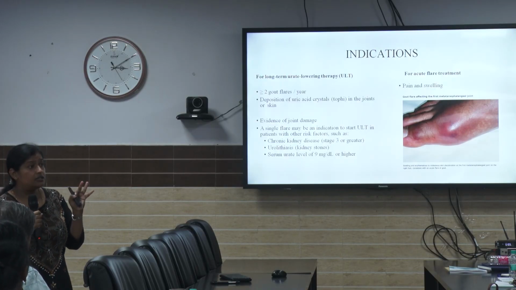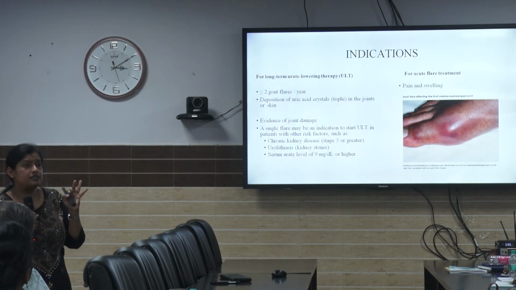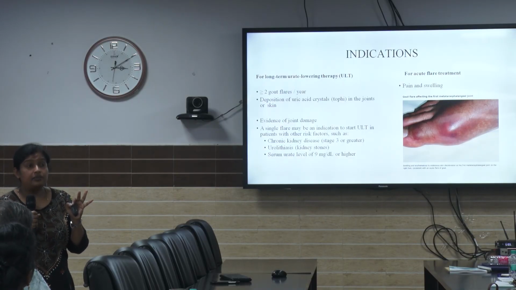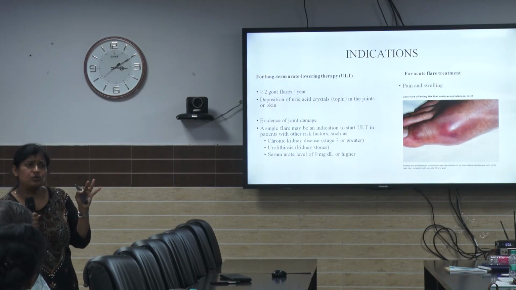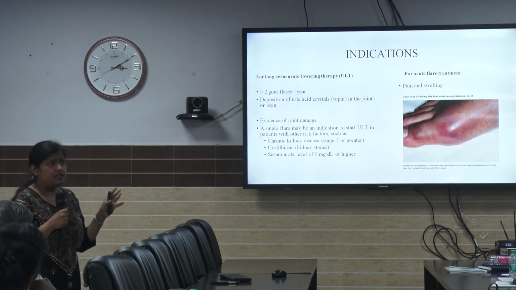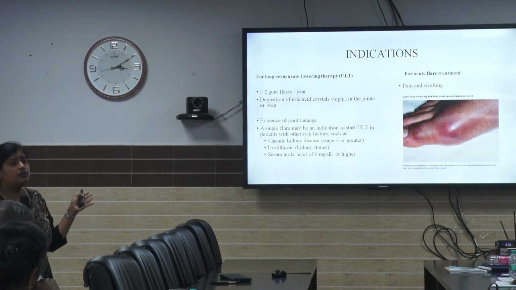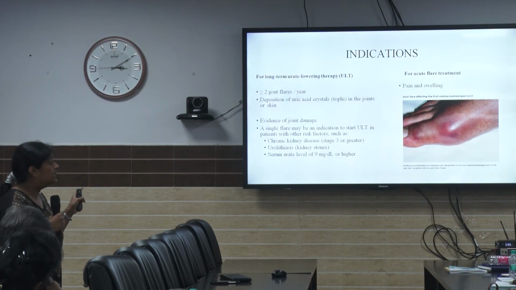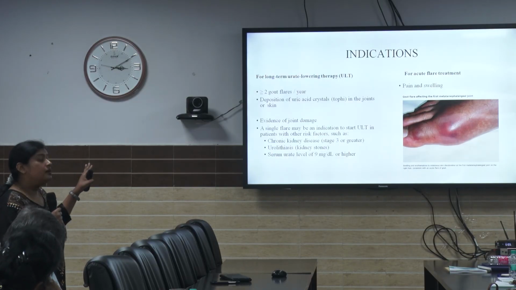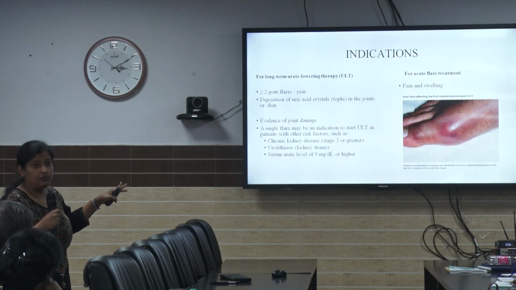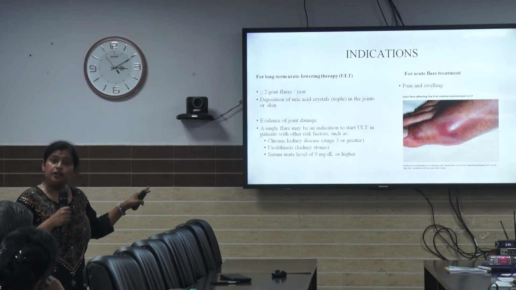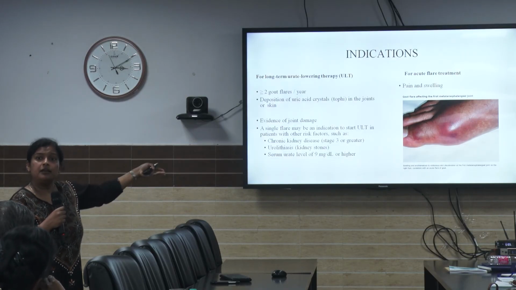And if the gout crystals, the monosodium urate crystals, start depositing into the joint, then that is called tophi. If that is the scenario, we give urate lowering therapy. Also, if there is kidney disease, stones in the kidney, urolithiasis, or a uric acid level more than 9, then we definitely give it. But if somebody on urate lowering therapy develops gout, you do not stop the therapy. You continue with the therapy and you treat it like an acute gout.